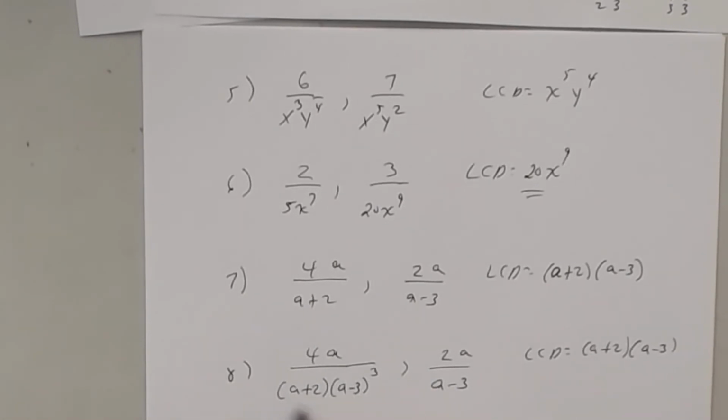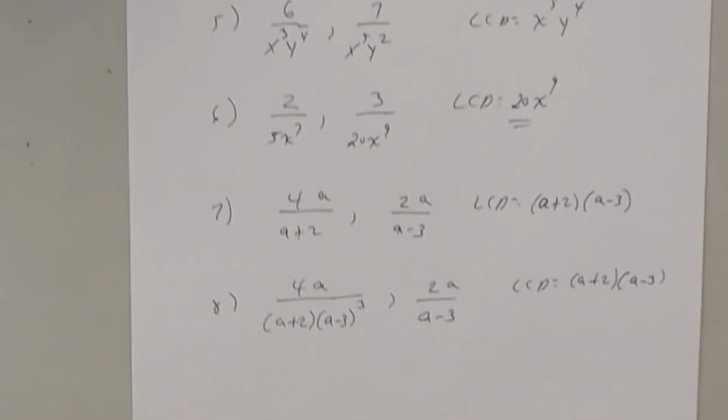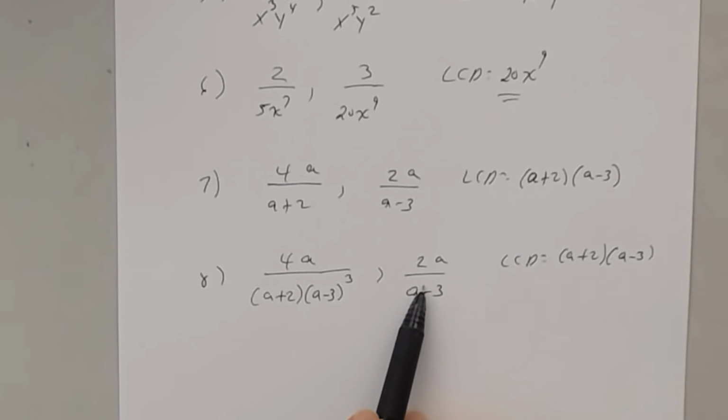How many factors of a plus 2 in that first denominator? 1. How many in that second? 0. So I need how many? 1. So I'm good with that a plus 2 that I have here.